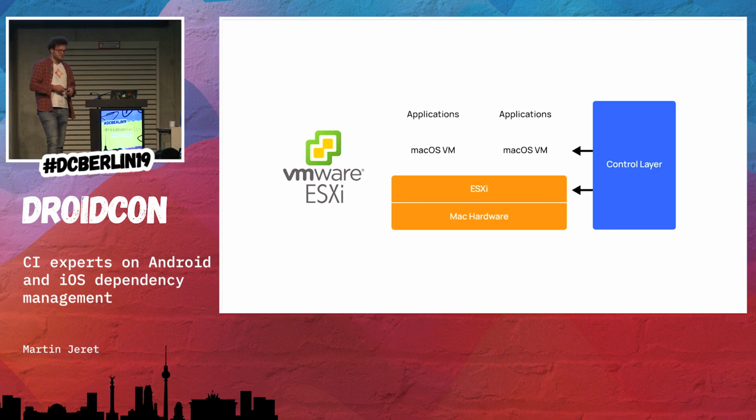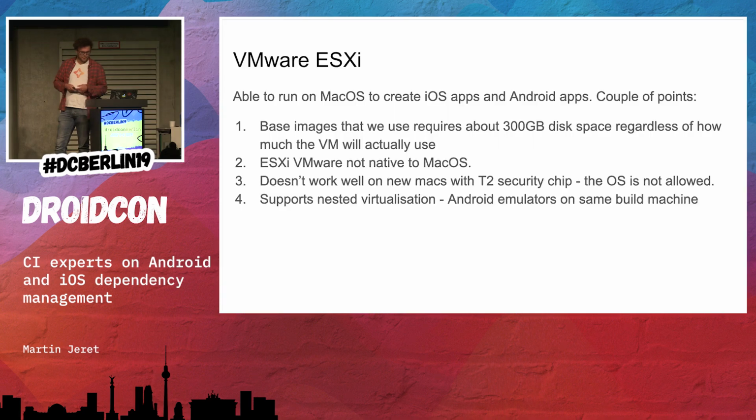And what's happening is that we have this control layer that is essentially our CI system that sends jobs onto the virtual machines. And then we have our builders that just execute the jobs. So it works really nicely. But there are a couple of downsides as well. It's not always that nice.